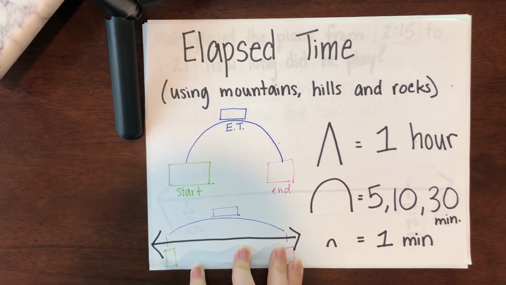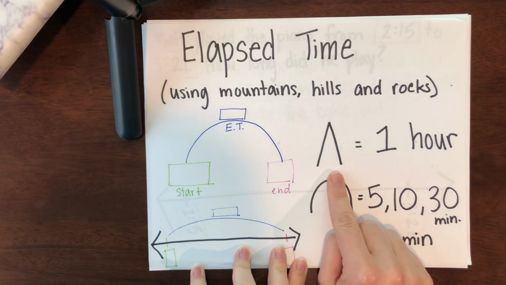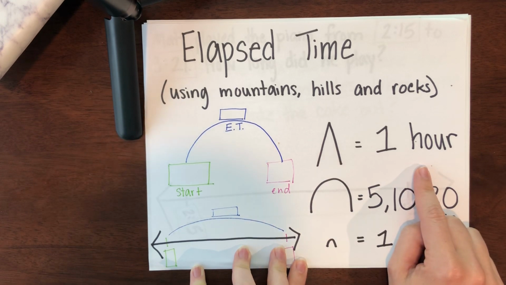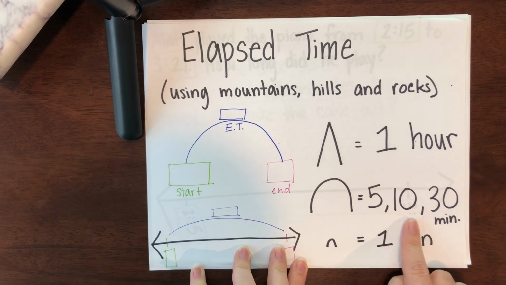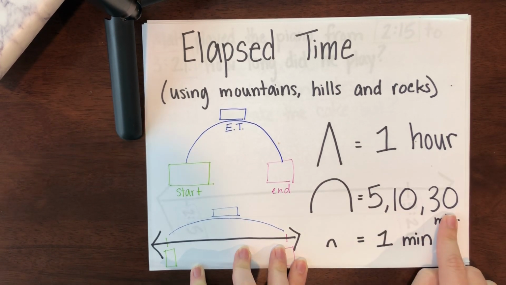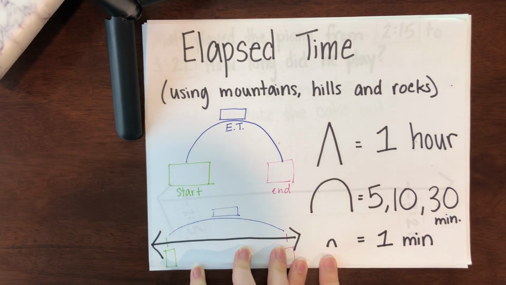So there are three symbols that we're going to be using to help us figure out elapsed time. The first one is a mountain, and a mountain always represents 1 hour. There is a hill, and a hill can either represent 5 minutes, 10 minutes, or 30 minutes. And the last one is a rock. A rock always represents 1 minute.